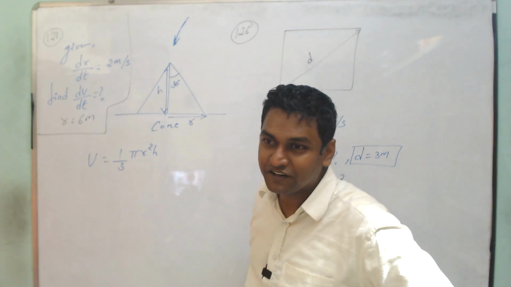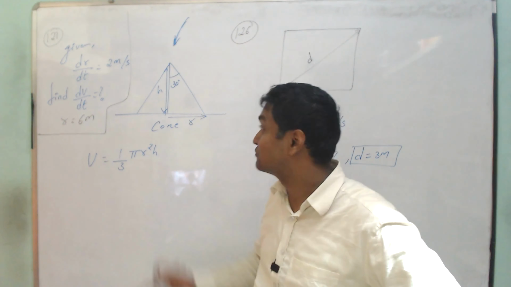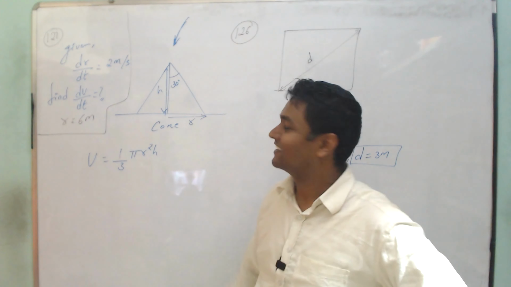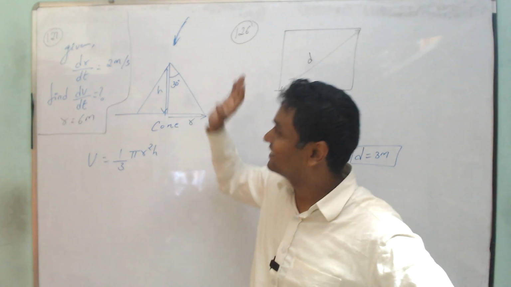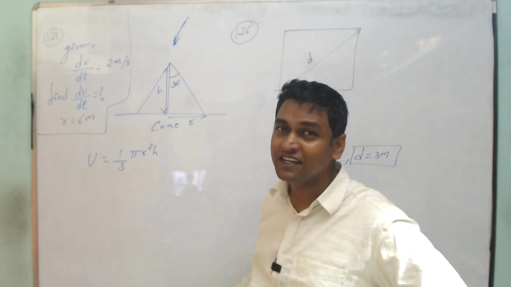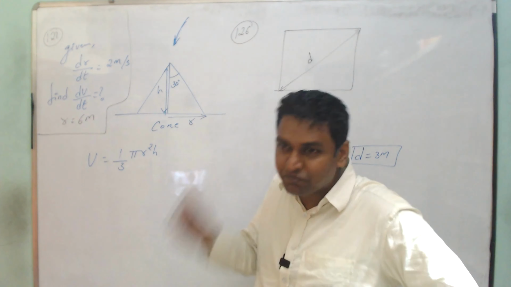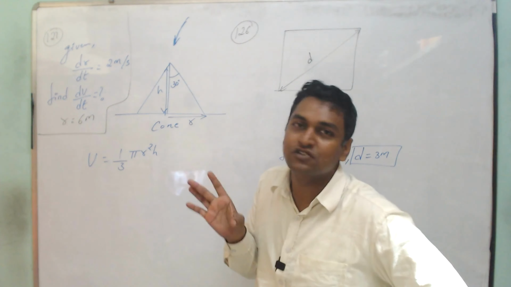Good. Some kind of arc is being formed. In terms of R, things are given. You need to find H. Looking at this figure, can you make something out of it using the 30 degrees?